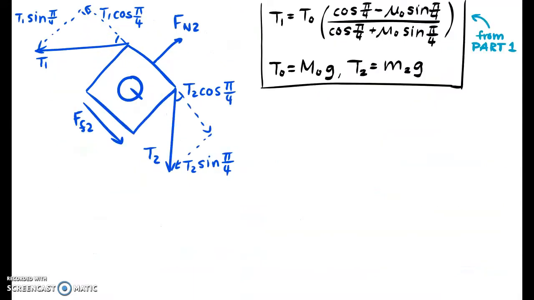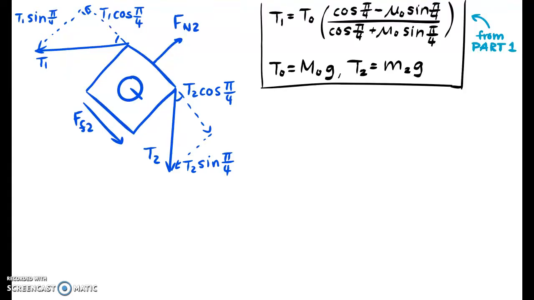So now we have our free body diagram of Q from before with the forces T1, T2, the friction force, and the normal force. I also have in the top right hand corner the relationship between T0 and T1, as well as our goal of trying to connect T0 and T2 in order to figure out the relationship between M0 and M2 and ultimately figure out what M2 is. So now, by looking at Q, our goal is to figure out the relationship between T1 and T2.